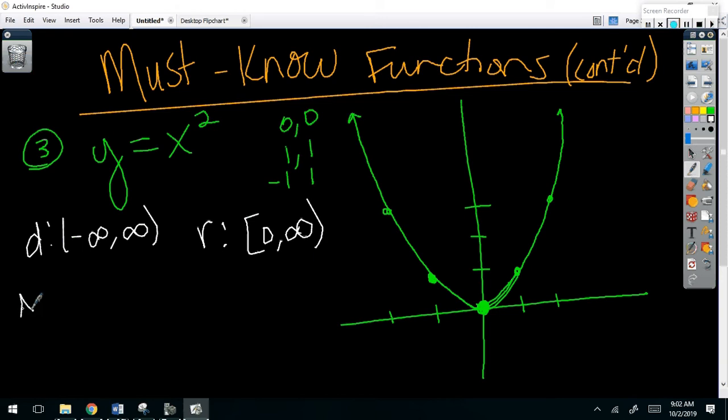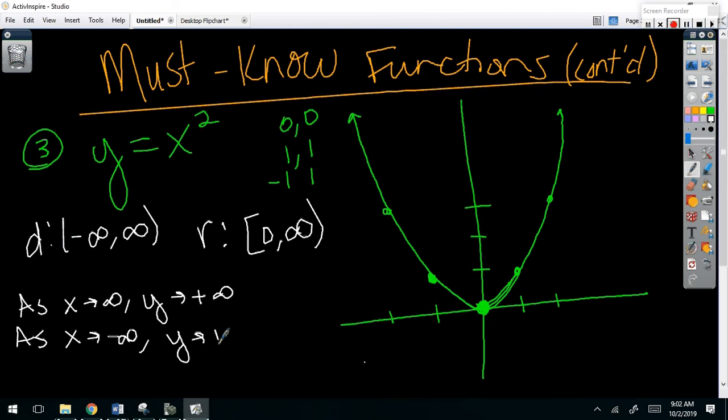As x approaches positive infinity, what does y do? Positive infinity. That's right, exactly. Both ends go up, and that's exactly what that tells me. Nice. Is it continuous? Yes, it does have continuity. It is continuous.